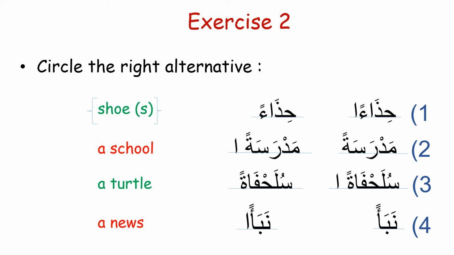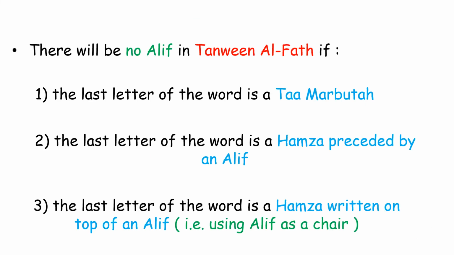Now it's all about the spelling of تنوين الفتح, and more specifically, whether we should be adding an alif or not. As you can see, the only difference between each couple is the alif at the end, and that's the alif of تنوين الفتح. As we all know, تنوين الفتح always comes with an alif. That's a general rule, but there are 3 exceptions to this rule.